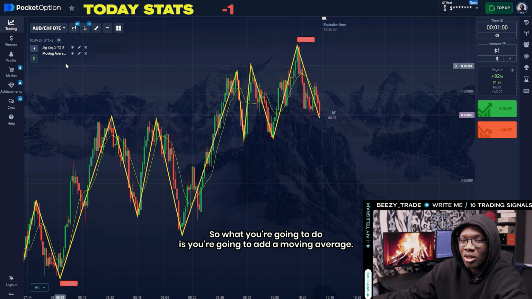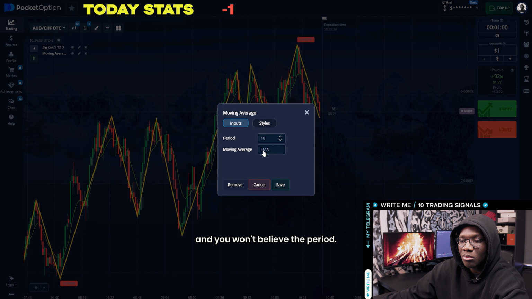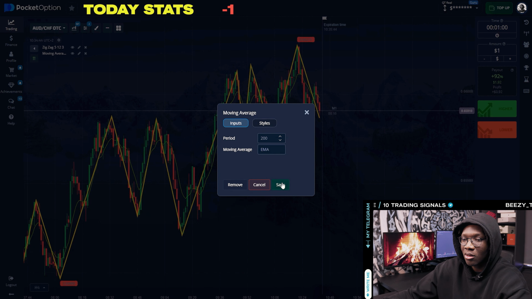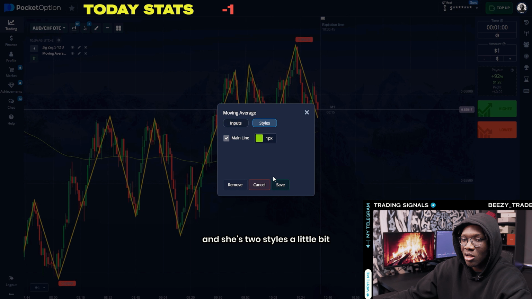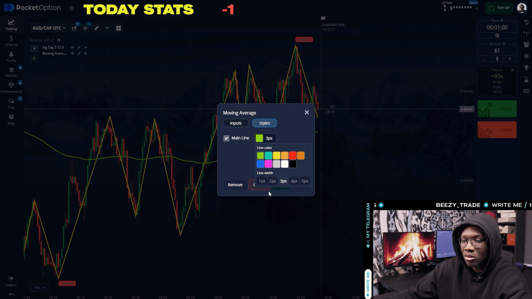So what you're going to do is add a moving average. We are going to go EMA, and you won't believe the period. We're going to go 200 EMA. We change the styles a little bit, and we are going to do 3 pixels.